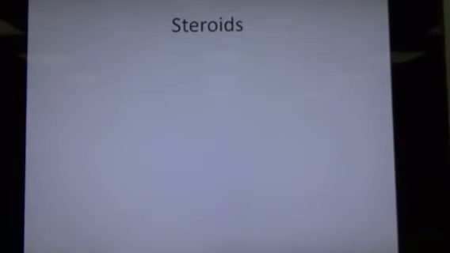Then steroids. They can be given oral, parenteral, local. Oral are given for treating autoimmune diseases. A lot of autoimmune diseases are treated by steroids. The dose sometimes can vary from 60 to 100 milligram per day. Very high doses. Parenteral you can give in case of emergency.